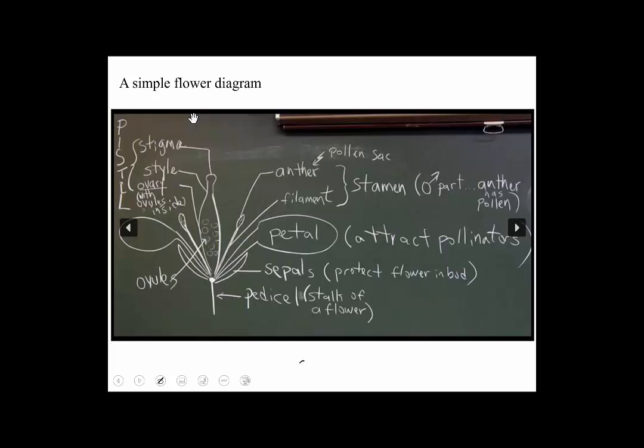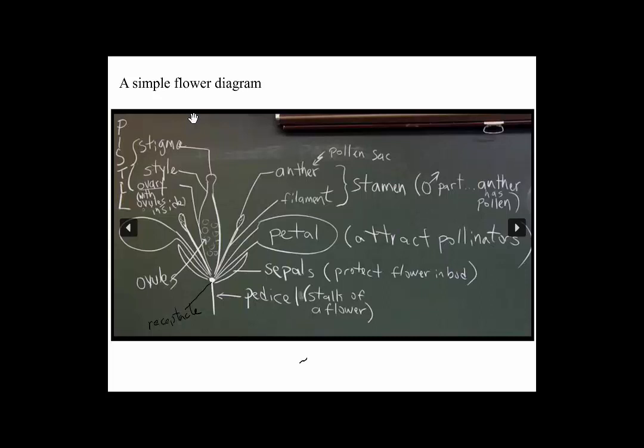A sadly unlabeled part that I'm now going to label called the receptacle, which is basically where the other flower parts are attached. I think of it as like a stage, and the other flower parts are performers or dancers on that stage. The receptacle is the stage.